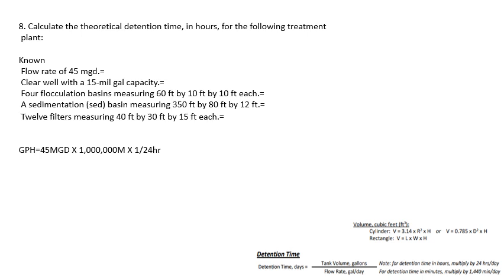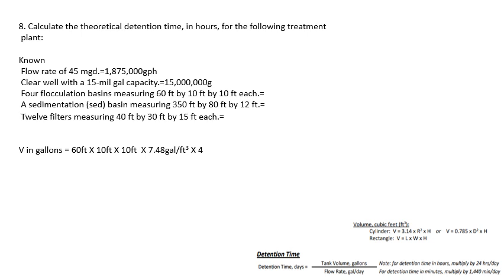So we're going to convert the million gallons a day to gallons per hour. 45 million gallons a day times a million divided by 24 hours in a day gives you 1,875,000 gallons per hour. We're going to convert the clear well capacity of 15 million gallons. So 15 million gallons times a million gives you 15,000,000.